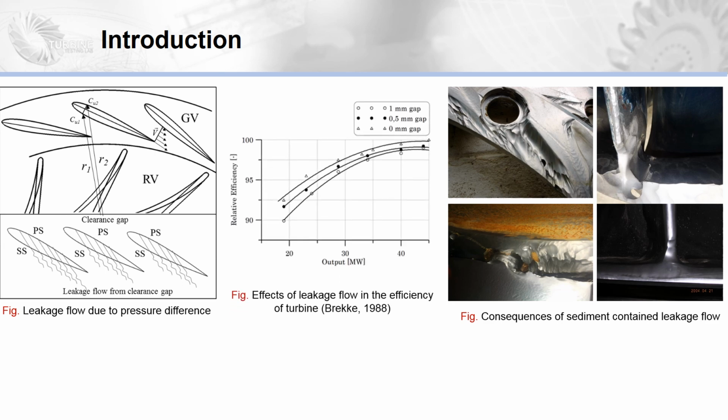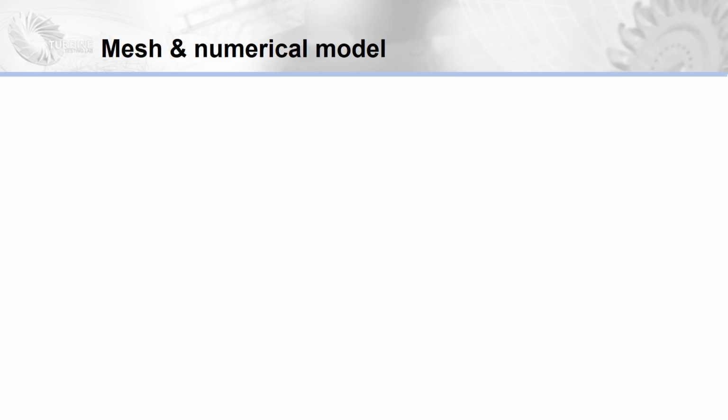And this figure shows the effects of leakage flow on the efficiency of the turbine. As you can see, the increase in the size of the clearance gap reduces the efficiency of the turbine by nearly 2.5%, and the consequence can be more severe in the context of sediment-laden flow, such as in Nepal, where the clearance gap at some locations of the turbine was reported to be around 10 mm or 20 mm.